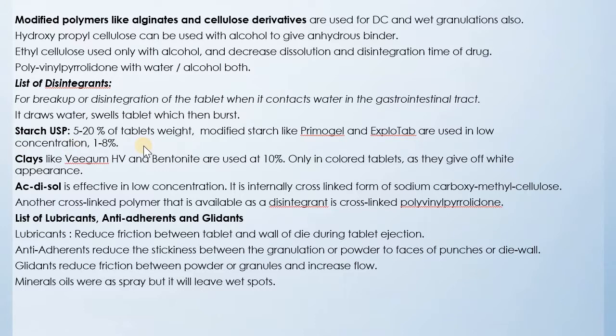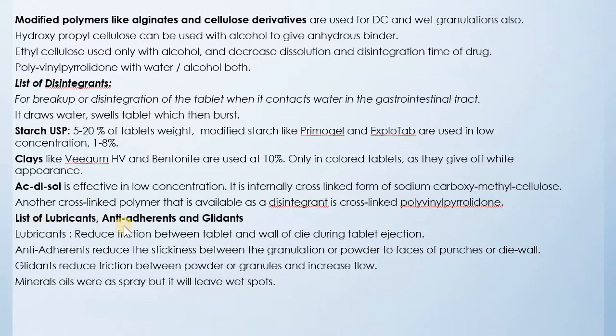Second is clay like Veegum HV and bentonite, which are also used at 10%. They are only used in colored tablets because they give an off-white appearance to the tablets. Third is Ac-Di-Sol. It is effective in low concentration. It is a cross-linked form of sodium carboxymethyl cellulose. Another cross-linked polymer that is available as a disintegrant is cross-linked polyvinyl pyrrolidone.